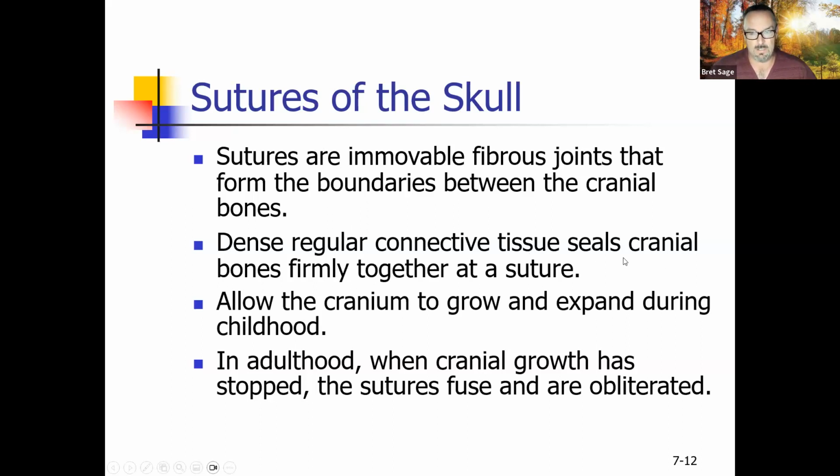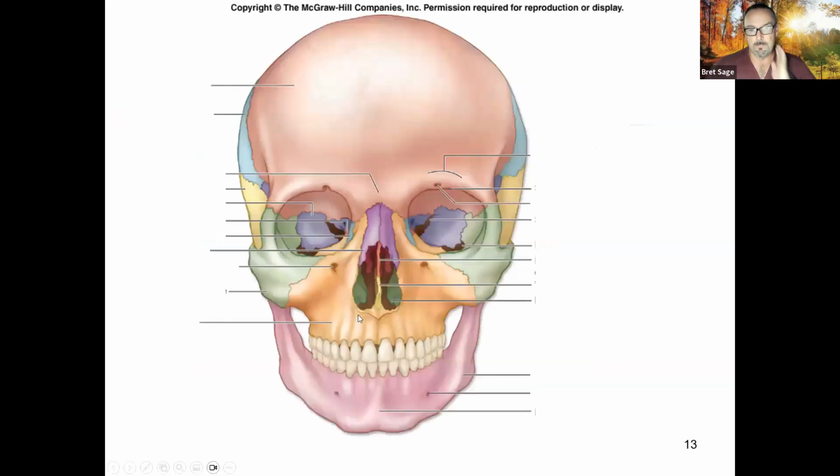Dense, regular connective tissue seals cranial bones firmly together as suture. This will hold your skull bones together and form what are called the fontanelles in babies. Right up here, the soft spots. In adulthood, when cranial growth has stopped, the sutures fuse and are obliterated. There's no more sutures, especially in older people, about my age and older. Very difficult to see the sutures between the various skull bones.